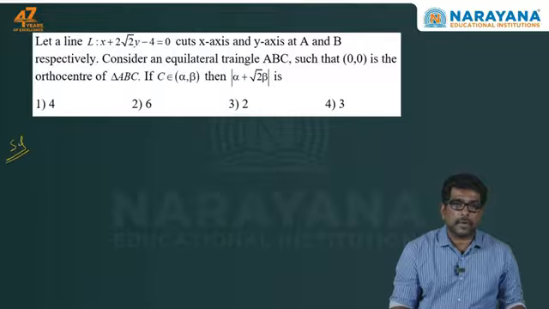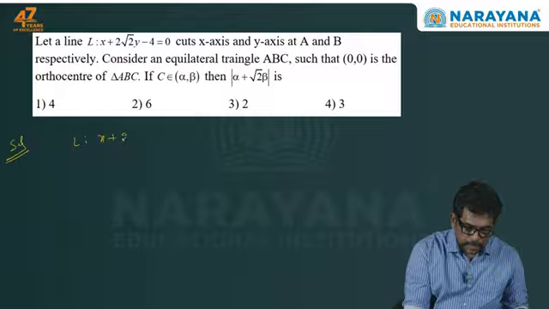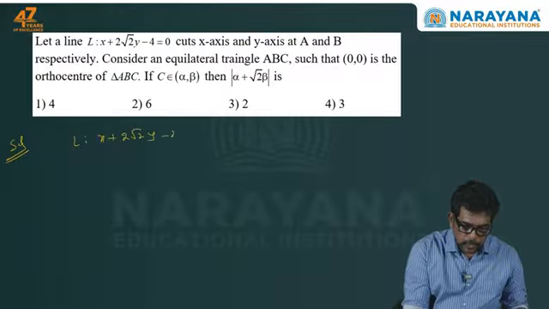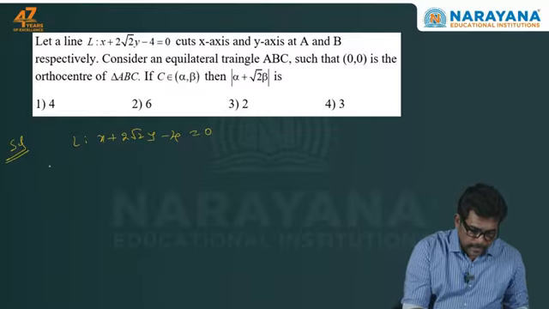To get the A coordinates, the line equation L is x plus 2 root 2 y minus 4 is equal to 0, where the x-axis cuts the line at point A. That means y is equal to 0.